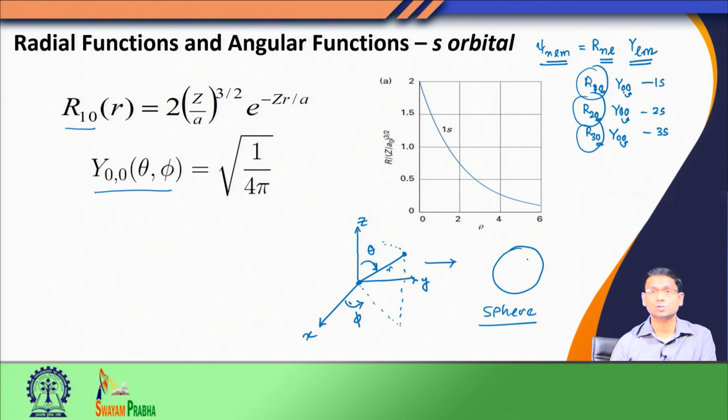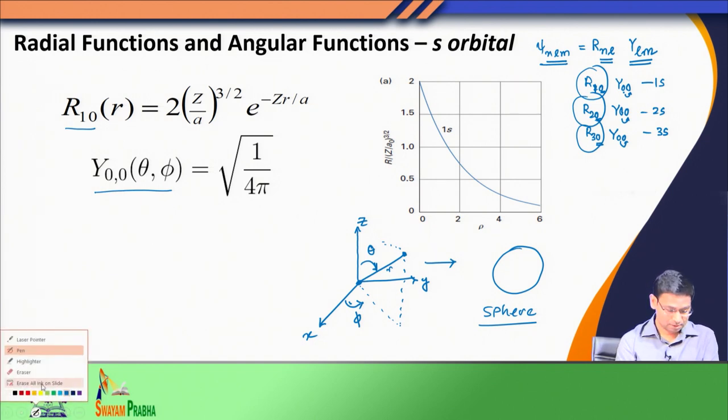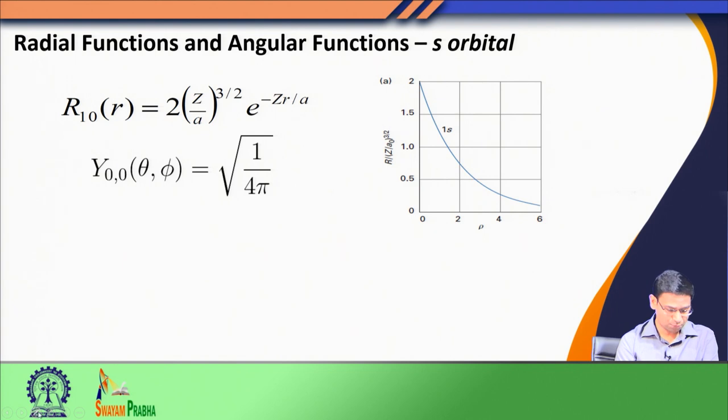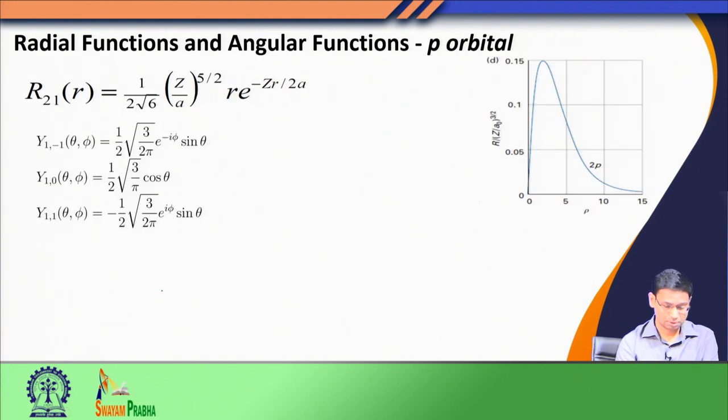Whether it is 1s, 2s, 3s does not matter, as long as it is an s, it will have a spherical shape. But how do we distinguish 1s and 2s? We will discuss that in a moment's time, but for any s type of orbital, the shape of the function is spherical. Now, we would further move to the case of the p orbital.